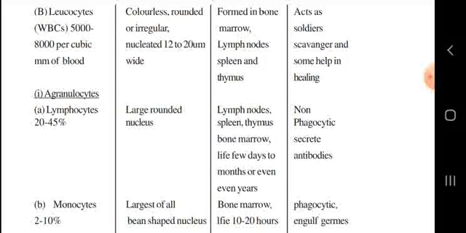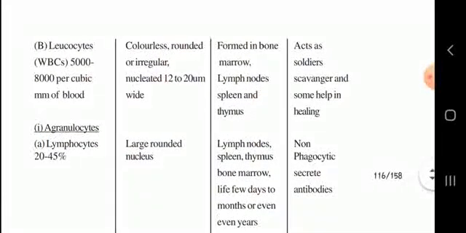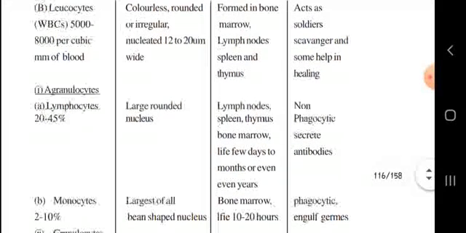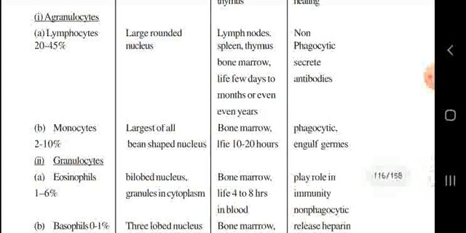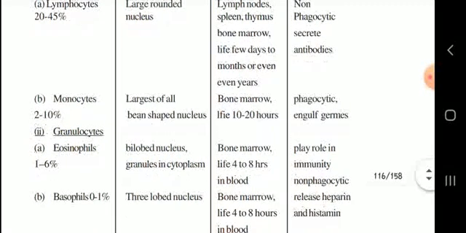So next is agranulocytes, that is lymphocytes. It is 20 to 45%, with a large round nucleus. It is from bone marrow and lives a few days to months or even years. It is non-phagocytic and secretes antibodies. And next is monocytes. Monocytes are 2 to 10%, the largest of all, with a bean-shaped nucleus. You may have seen beans like that. Its lifespan is 10 to 20 hours only.